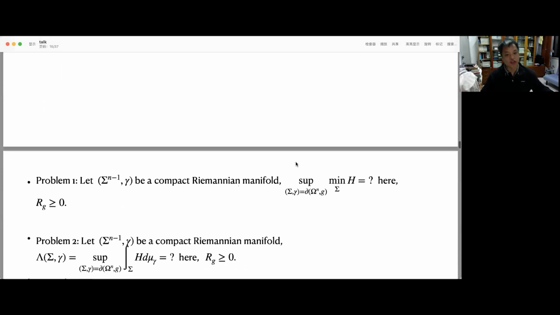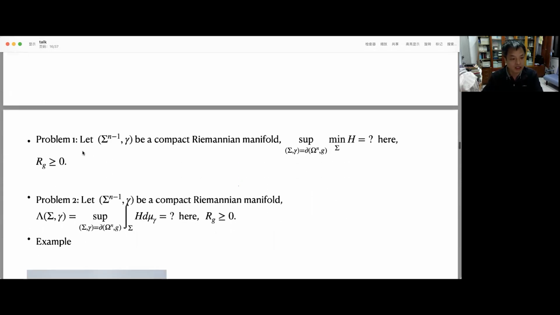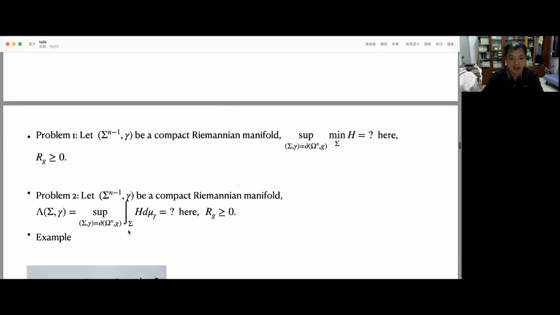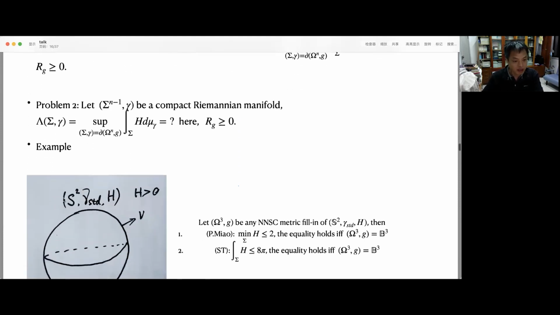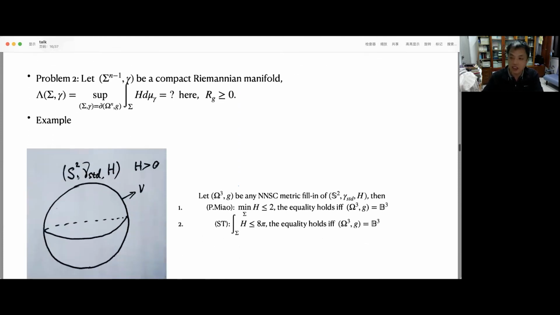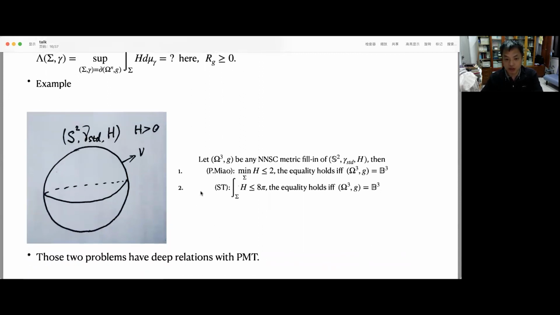Now the next question is we want to study the explicit value of this quantity. What's the explicit value of this, and what is the explicit value of this total mean curvature? So now let me show you very simple examples. Let's pick the standard unit sphere and let H be positive. So this is a Bartnik data. And now we have two results. First, the result due to Pengzi Miao.